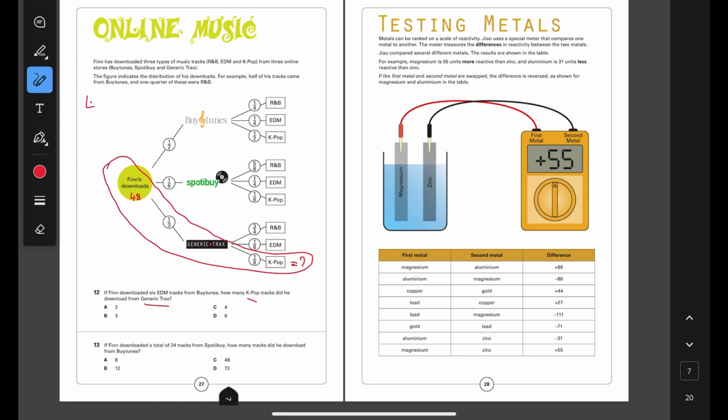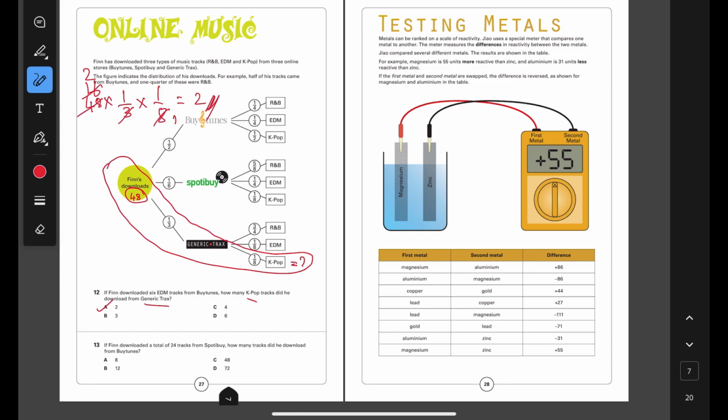It would be 48 times 1/3 times 1/8. If you cancel these, dividing 48 by 3 gives 16. And if you divide 16 by 8, it would be 2 tracks. So he downloaded 2 tracks of K-pop from the generic store.